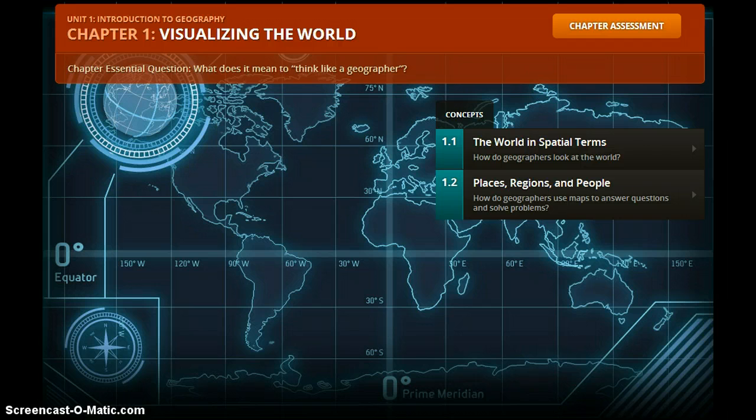The most important question regarding this chapter is, what does it mean to think like a geographer? Well, the first step, of course, is, what is a geographer? We're going to take a look at the world in spatial terms. How do geographers look at the world?